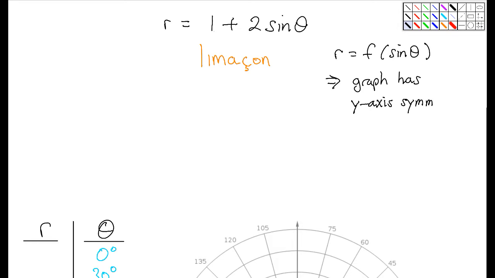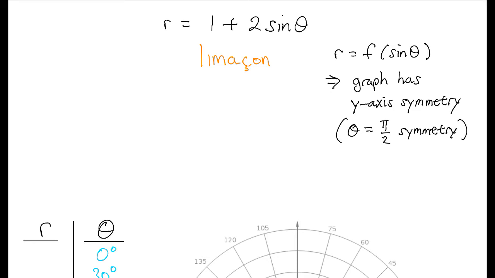Now you may be thinking, wait, we're doing a polar graph. How can there be y-axis symmetry? There's not really a y-axis. Well, we can always pretend that the y-axis is there. And anyway, the line theta is equal to pi over 2 is the same as what we think of as the y-axis. So if you want, you can think of this as having y-axis symmetry, or theta is equal to pi over 2 axis symmetry.